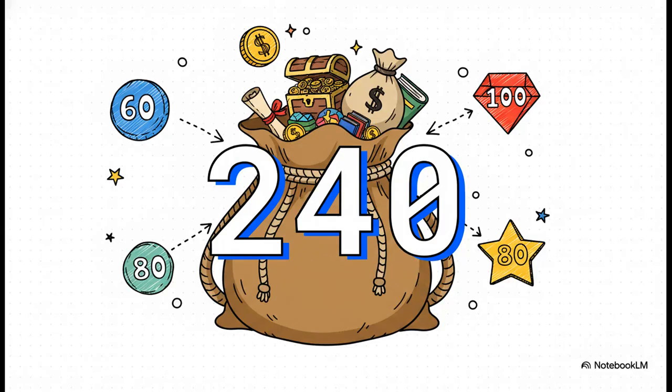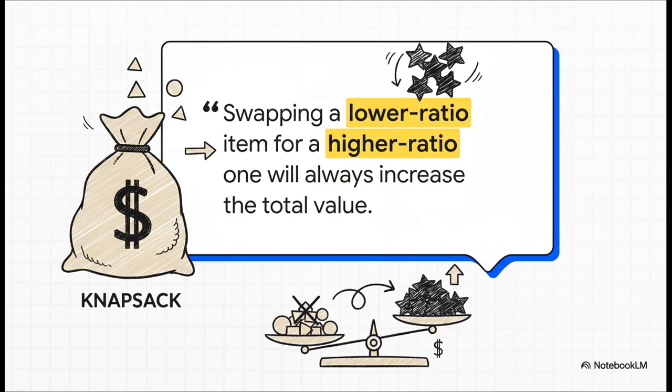And just like that, our knapsack is filled to the absolute brim. The total value we've managed to pack is 60 plus 100 plus 80 for a grand total of 240. That's our maximum. So you might be asking, how do we know for sure that 240 is the best we can do? Well, the proof is actually really intuitive. It's called the exchange argument.